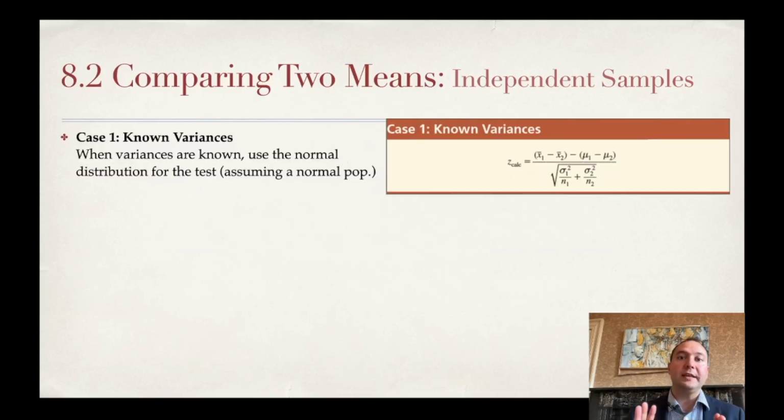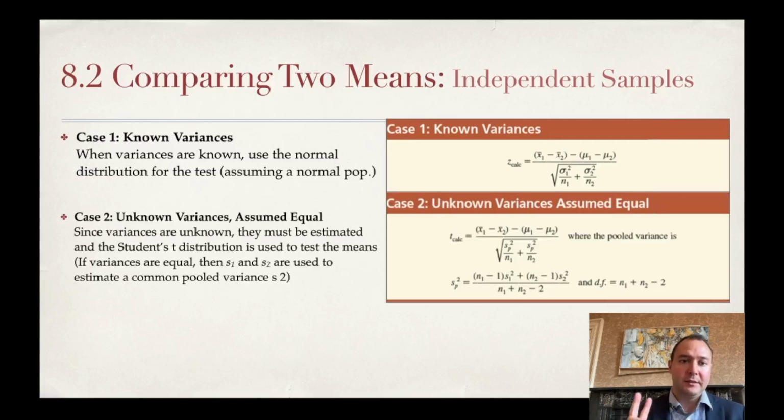There are 3 cases to consider. So mathematically or statistically speaking, there are 3 ways to calculate this. The first case is the known variance case. When variances are known, use the normal distribution for the test. So in what circumstance would we know the variance of the population underlying that sample? Almost never. The second case is we don't know the variance, but we assume that they're equal.